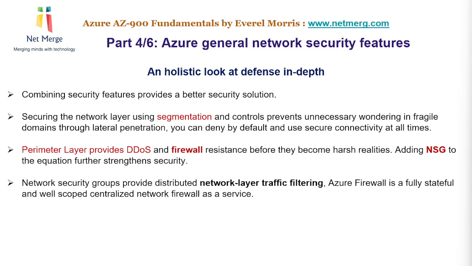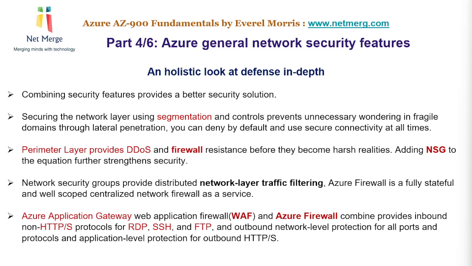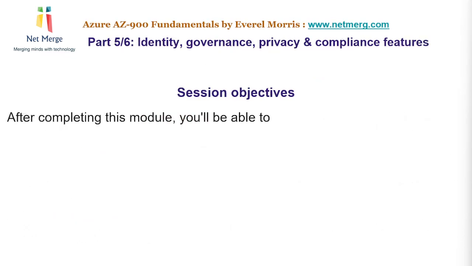Azure Firewall is a fully stateful and well-scoped centralized network firewall service. You get that as well, and you get the Azure Web Application Firewall at the HTTP level as well. So you could see you're getting security at every step of the way, layered security, and again, the strategy in depth is really to slow down penetration. The primary goal is to deny access, but the strategy itself slows down penetration and gives you time to react to a threat.